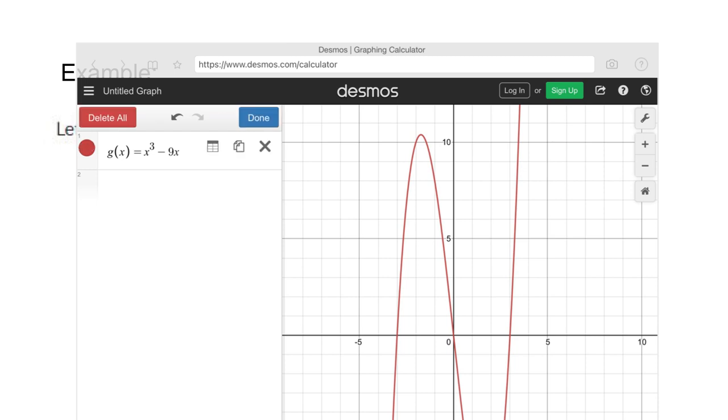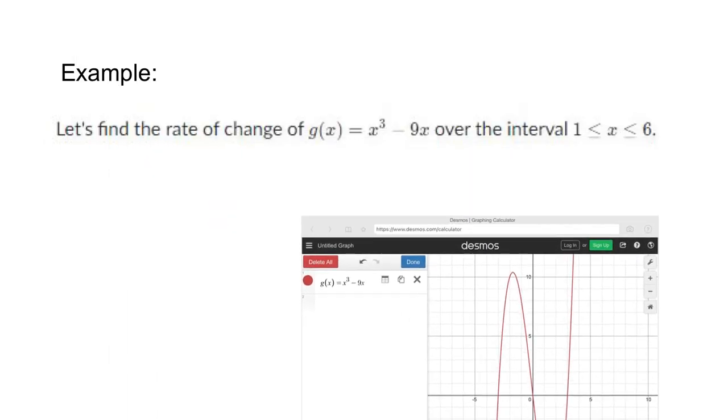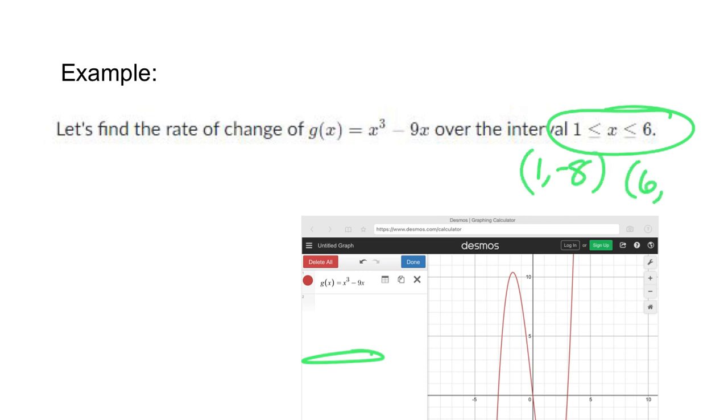So here's my table. Now, I've got to have the values at 1 and at 6, and the way I know that is because that's what my interval says. So I'm going to look on my table. It gives me the value at 1 is -8. So I know I have a point at (1, -8). But to get my point at 6, I don't see that in the table.